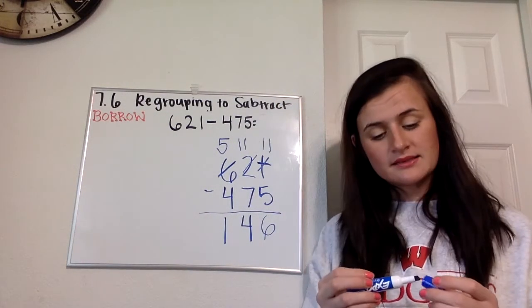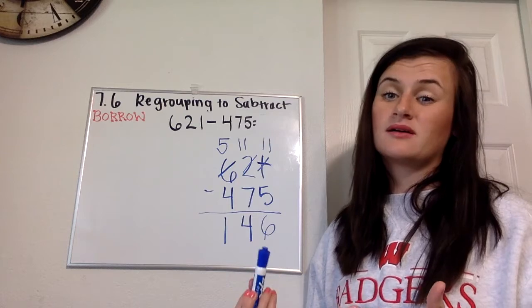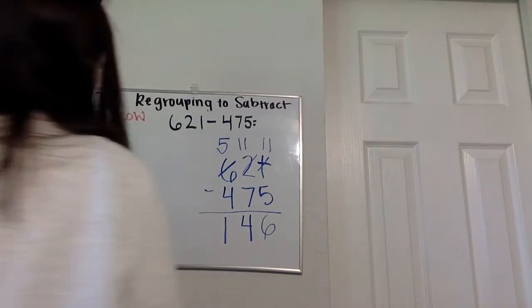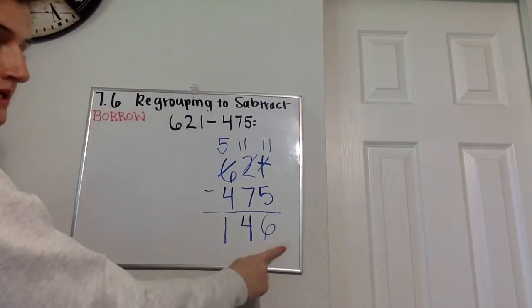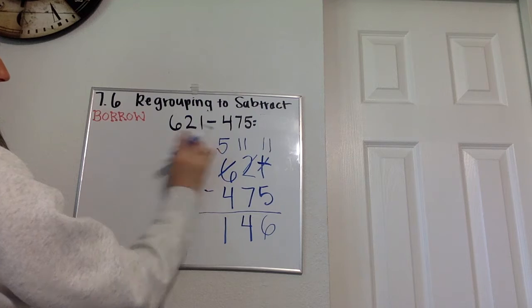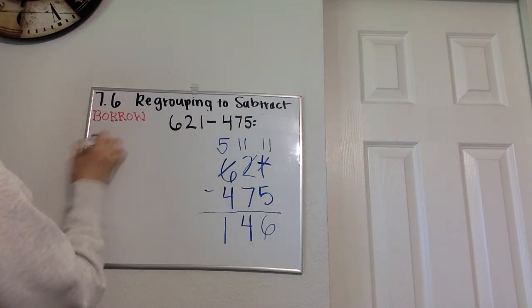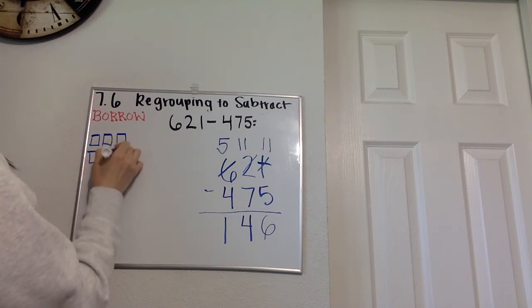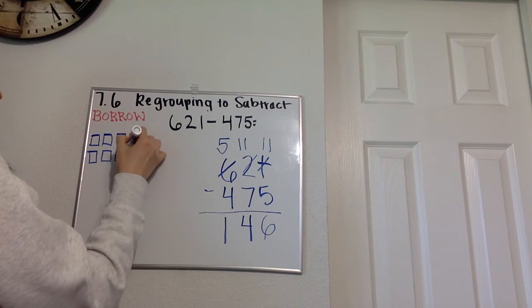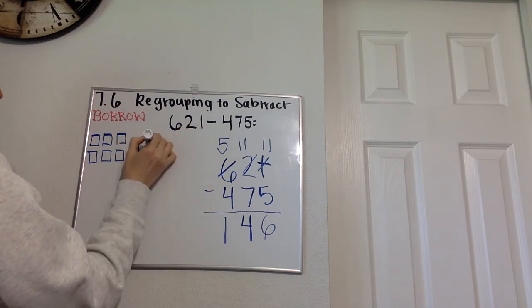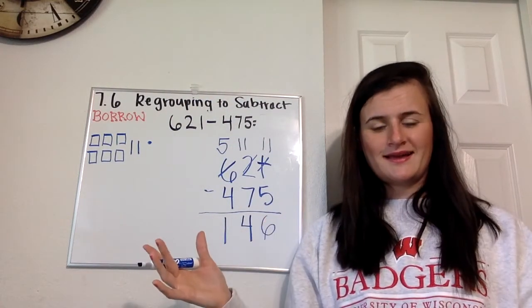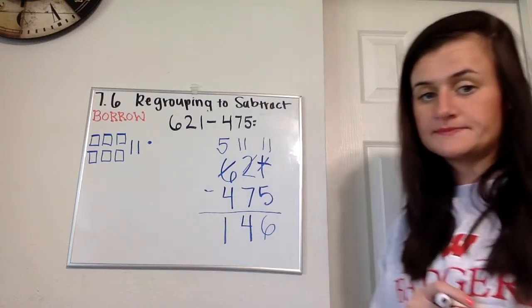Now, like I've said in the past, if you want to watch or if you want to draw the picture with me, we're going to draw one picture to see if we indeed got the correct answer, 146. All right, starting with 621, 600s, 2 tens, 1 one. If you need more time to draw that, you can pause it and turn it back on once you are done drawing.